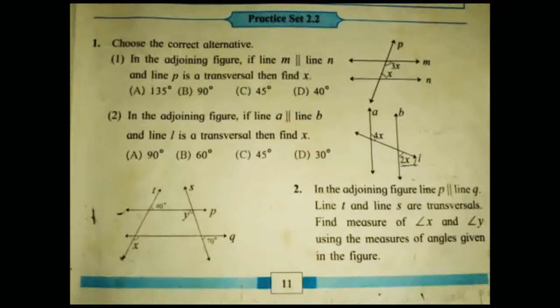Okay. Next one is question number 2. In the adjoining figure, line P is parallel to line Q. Line T and line S are transversals. Find the measure of angle X and angle Y using the measures of angles given in the figure. Line P is parallel to line Q. First you have to solve the sum by taking line T as a transversal.